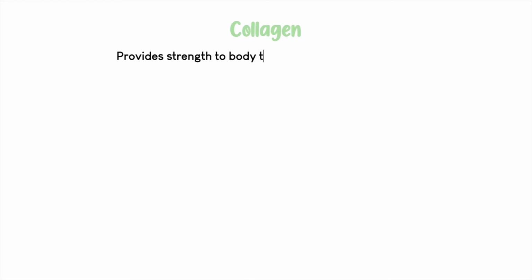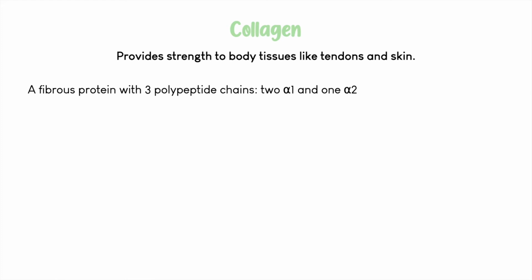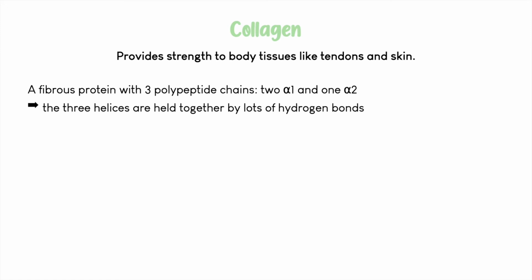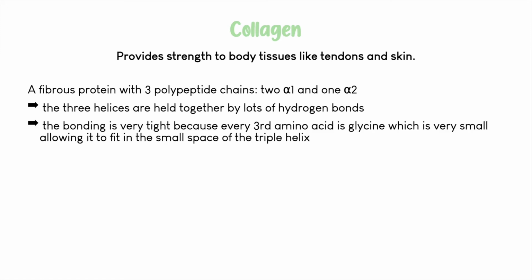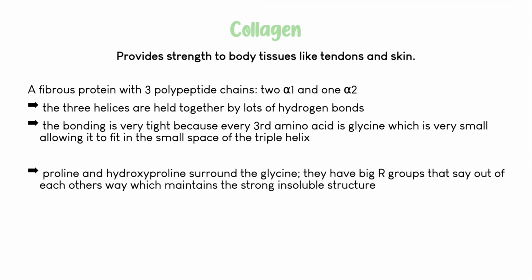Collagen provides strength to body tissues like tendons and skin. It is a fibrous protein with 3 polypeptide chains, 2 alpha-1 and 1 alpha-2. 3 helices of collagen are held together by lots of hydrogen bonds. The bonding is very tight because the third amino acid is glycine, which is very small, allowing it to fit into the small space of the triple helix. Proline and hydroxyproline surround glycine.